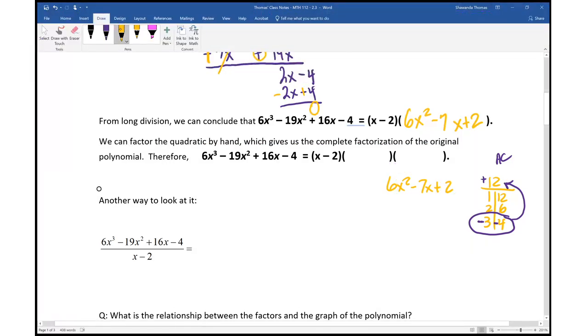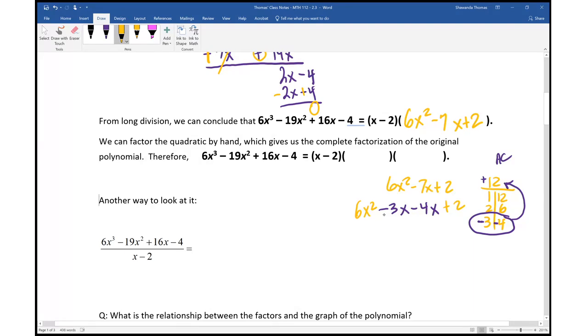All right, so we have 6x squared. Then we're going to put the negative 3x, because we need a negative 7x, right? We need this to add up to negative 7x. So we've got to put an x on it, or it won't be equivalent to the original quadratic.